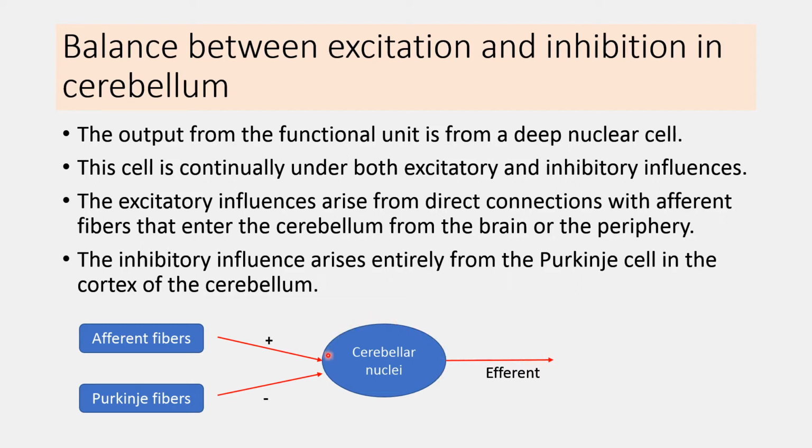Now the cerebellar nuclei receive information from the afferent fibers and the Purkinje fibers. So the cerebellar nuclei are constantly under excitatory and inhibitory influences: excitatory influence from the afferent fibers coming from the brain or periphery, and inhibitory influence from the Purkinje fiber, which is the output from the cerebellar cortex. It sends information to the cerebellar nuclei, which form the ultimate efferent or the output from the cerebellum.